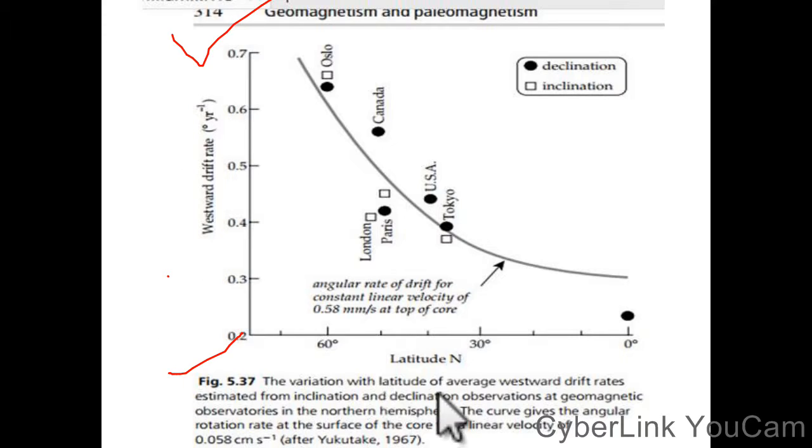The figure shows the variation of latitude with average westward drift rates, estimated from inclination and declination observations, from all geomagnetic observations in the northern hemisphere. The curve gives the angular rotation rates at the surface of the core for a linear velocity of 0.058 cm per second. Latitude north 30, 60, angular rate of drift for constant linear velocity of 0.58 millimeters per second at the top of the core.